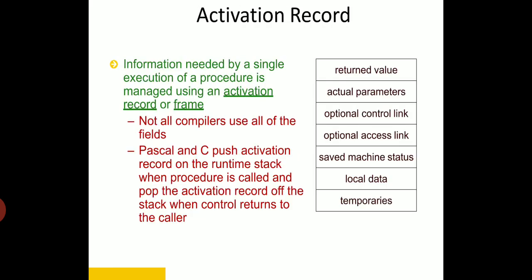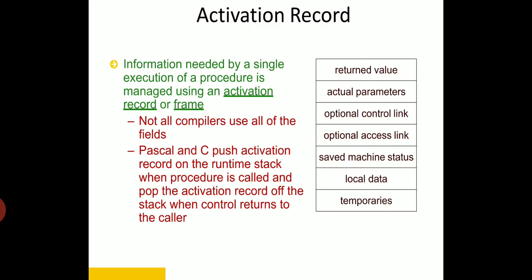So coming to the most important topic, the activation record. The fields corresponding to the activation record are important. Another name for activation record is the frame. Frame is the name for activation record. So corresponding to each procedure there will be an activation. Information needed by a single execution of a procedure is managed using an activation record. Not all compilers will use all of the fields. There are different fields, and not all compilers will be using all of them.